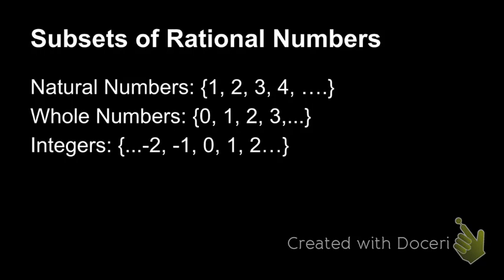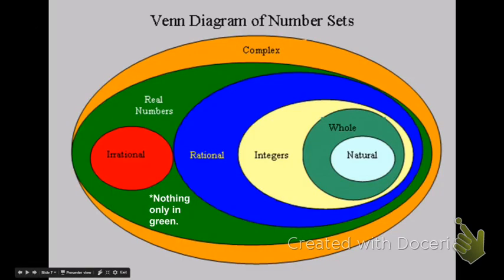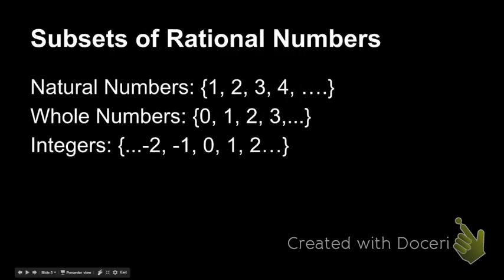Alright, so subsets of the rational numbers. We got natural numbers. First, the reason why they're called natural numbers: if you were to naturally just start counting, you'd probably start with 1, 2, 3, and so on. But the point is you start at 1. So natural numbers start with 1.